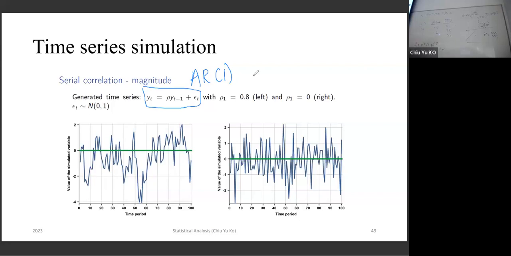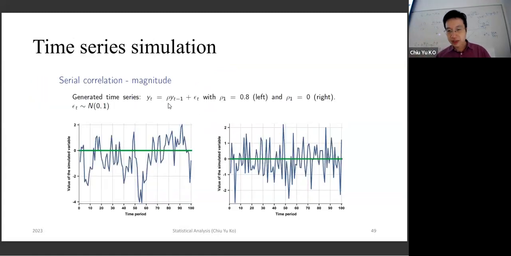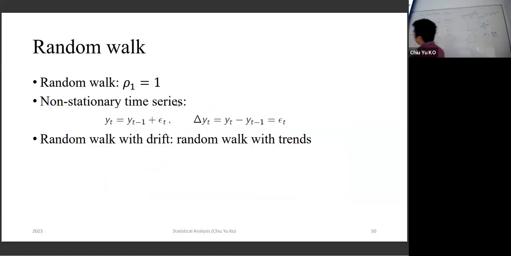But that's the AR model. We are not learning the ARMA model, but this is usually the model that you would think would fit many of the situations. And the particular case of the AR(1) model is what we call the random walk. I hope everyone has at least heard of that.